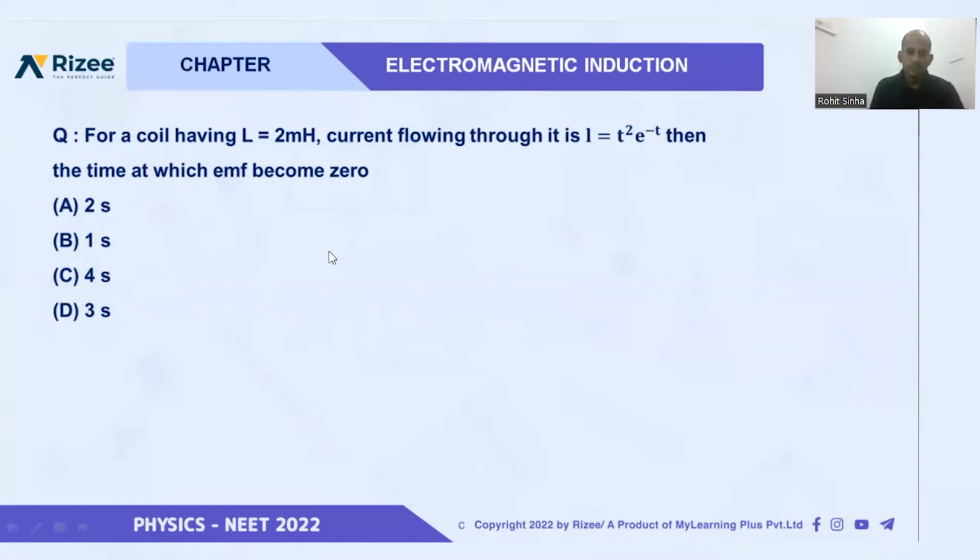Any answer? Getting any idea how to solve it?